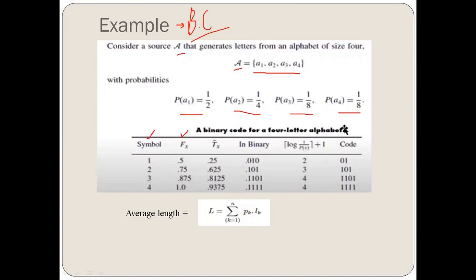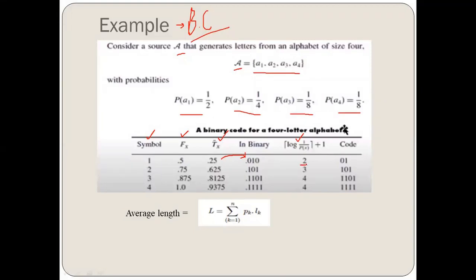Then we calculated the Fx. If you have any doubt about how we calculate the Fx and Tx and further things, you can see the earlier video lecture. After finding the Fx, we calculated the Tx, that is the tag. Then we converted this decimal value into the binary code. Then we found what length should be kept for the binary codes. That is done with the help of this formula: ceiling value of log 1 by Px, plus 1. And then the code was generated for that particular length.